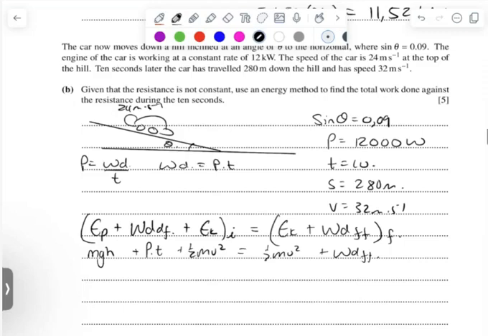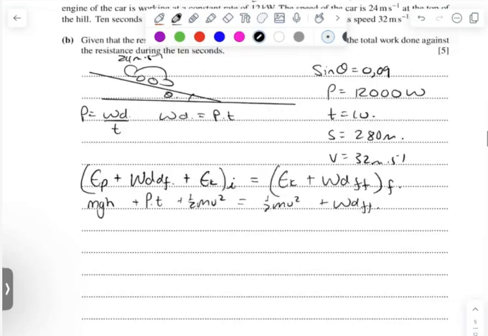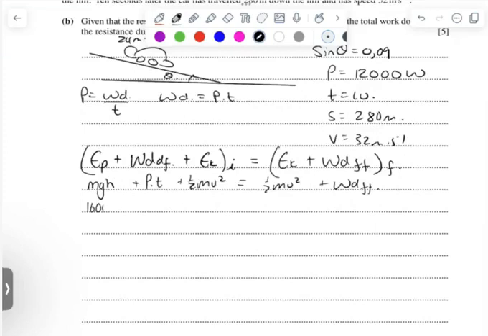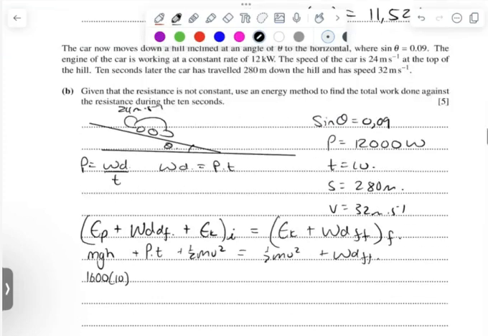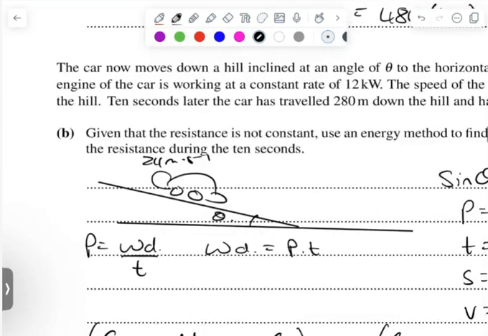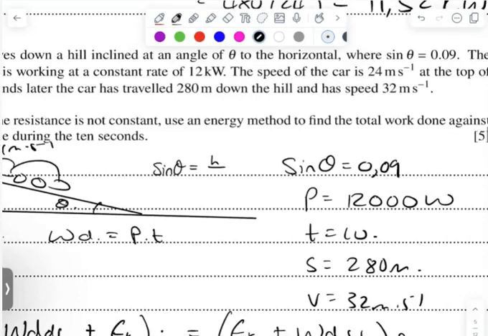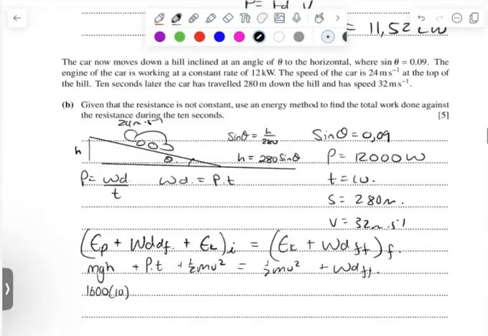Let's fill in each of these. The mass is 1,600. Gravity is 10. Now we need the height difference. So I've got to zoom into my little triangle here. That's my height. Vertical height for potential energy must always be vertical height. So I know sine theta is equal to height over the length of my slope, that's 280. So my height is 280 sine theta.